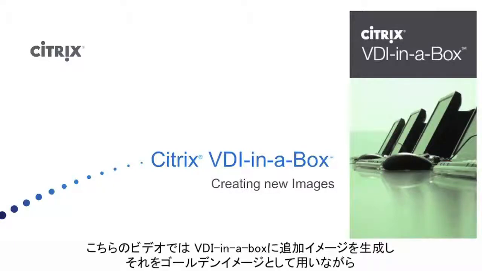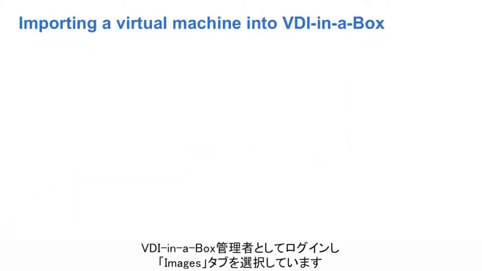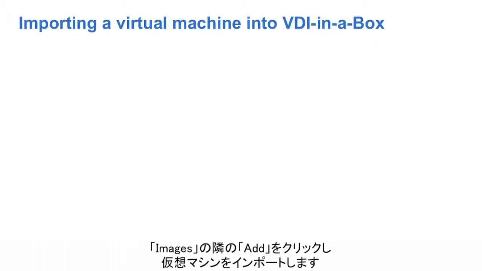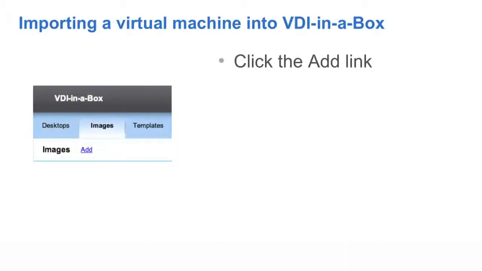In this video, we will show you how to create an additional image in VDI-in-a-Box to use as a golden image to provision your users' desktops from. We are logged in as the VDI-in-a-Box administrator, and we have selected the Images tab. We will click on the Add link next to the word Images to import our virtual machine.